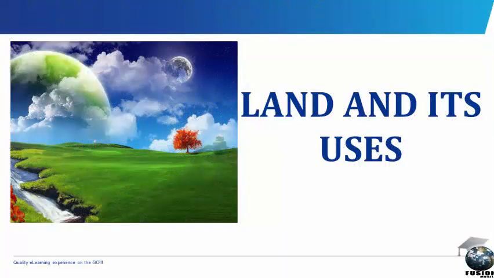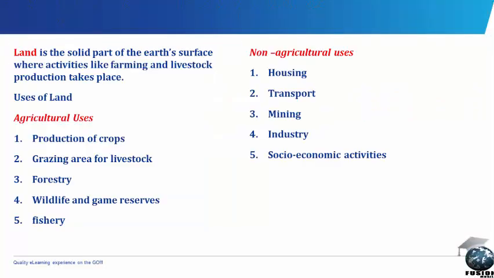Land and its uses. Land is the solid part of the Earth's surface where activities like farming and livestock production take place. Land could be used for agricultural and non-agricultural purposes. In agricultural purposes, land could be used for the production of crops.